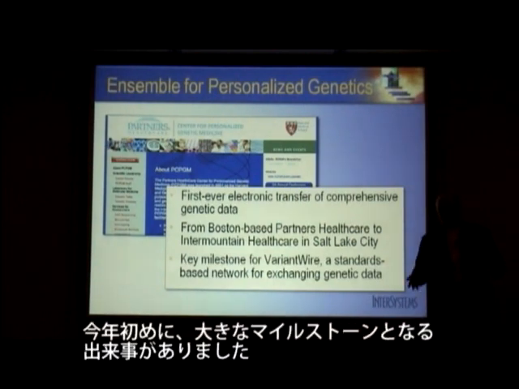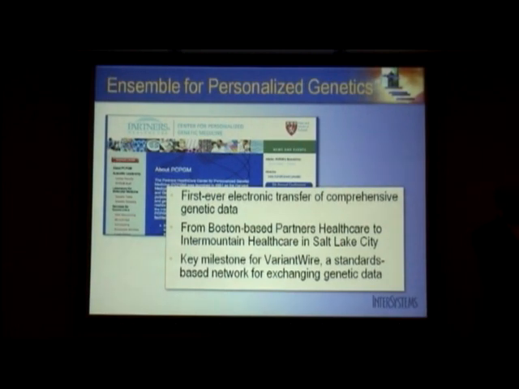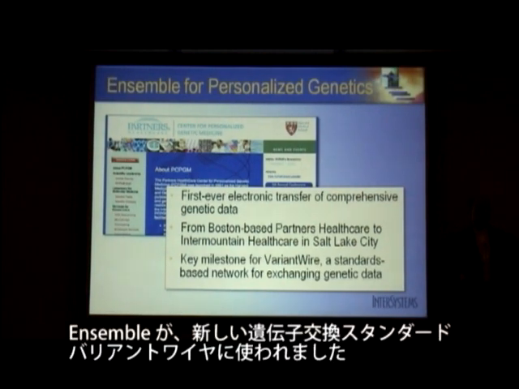It was a pretty exciting milestone earlier this year when for the first time EMR, electronic medical record data containing genetic information was exchanged between two different organizations, between Partners Healthcare and a large organization in Colorado, in the Rocky Mountains, called Intermountain Health. This used Ensemble to implement Variant Wire, which is the new emerging standard for exchanging genetic data.